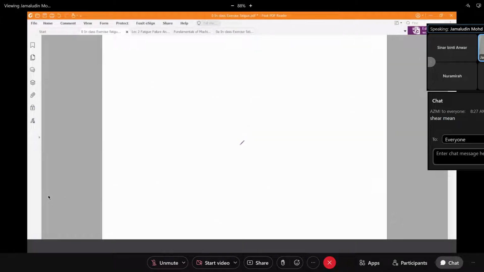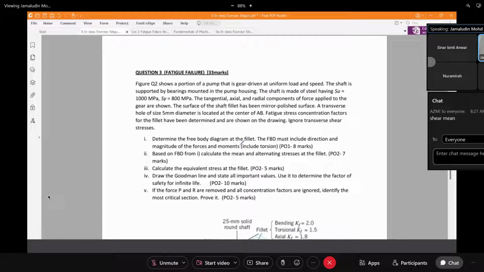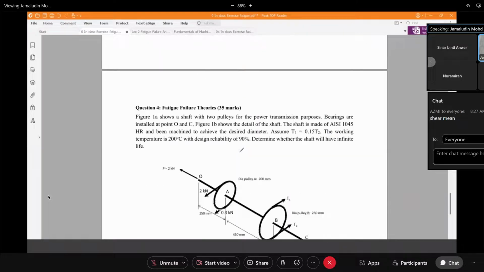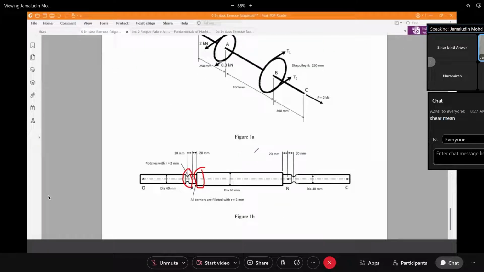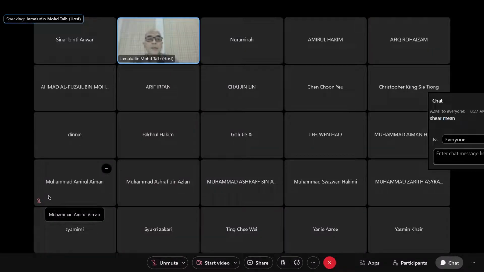All right, the third question will test you on the free body diagram. Question 4 will test your understanding that there are 2 possibilities to carry forward in your further analysis. All right. Before we end, any questions? I think we end the fatigue topic today.